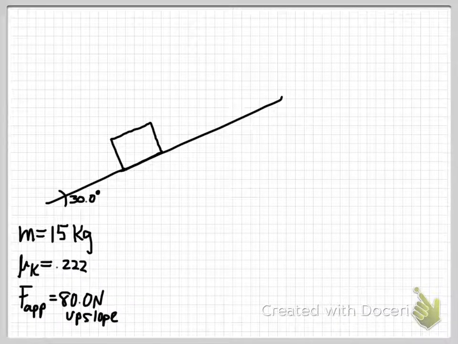We have an object sitting on a surface which is sloped at 30 degrees. The object has a mass of 15.0 kilograms and 80 newtons of force is being applied directly up the slope. The coefficient of friction between the object and the surface is 0.222. So the question is, what kind of acceleration can we achieve here?